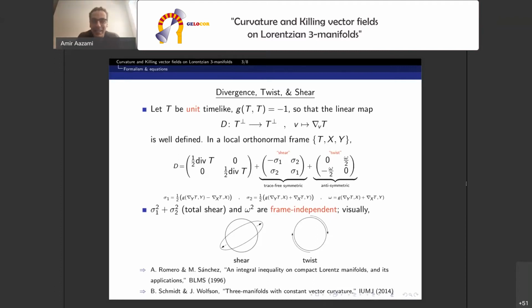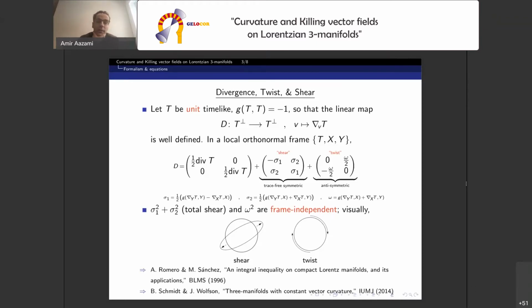They obtain integral inequalities involving the Ricci tensor along the flow of T, and their work is in fact in all dimensions because this map can be written down in all dimensions. On the Riemannian side, there's work by Schmidt and Wolfson and others, specifically in 3 dimensions, where they look at the eigenstructure of this map. They use it to write down evolution equations satisfied by the shear and twist, and they study manifolds with what they call constant vector curvature, Riemannian 3-manifolds. So this map is certainly well known and well studied in the Lorentzian and Riemannian settings.